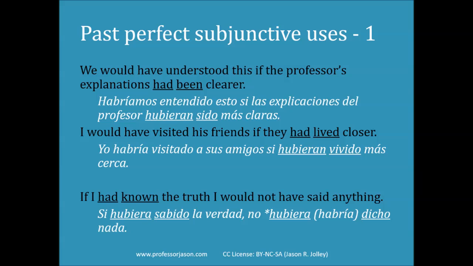So, if I had known the truth, that's our if clause, right? Si yo hubiera sabido la verdad, I would not have said anything. No hubiera dicho nada. When it maybe should be, no habría dicho nada. But many native speakers will just put both clauses in the imperfect subjunctive. So you may have heard that, and it might clash a little bit with something you might have learned in class, but it's idiomatic. It's what native speakers say. If I had known the truth, si hubiera sabido la verdad, no hubiera dicho nada. No habría dicho nada. Okay, just wanted to point that out.